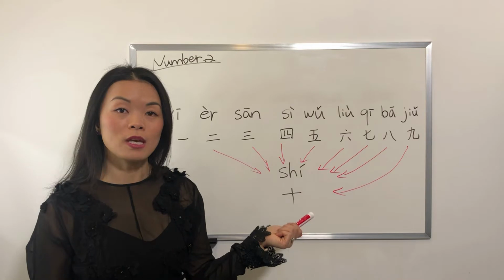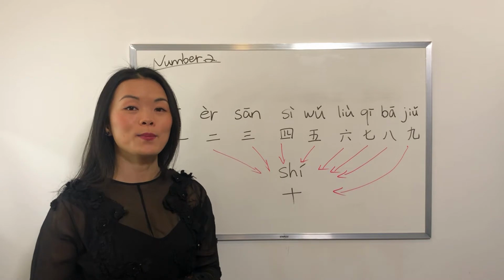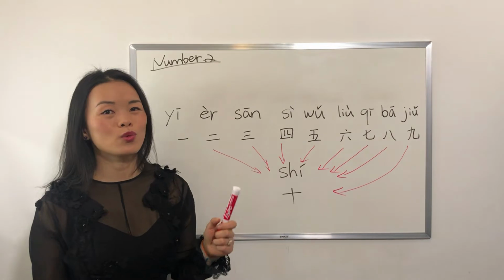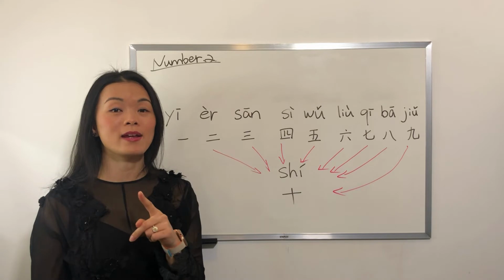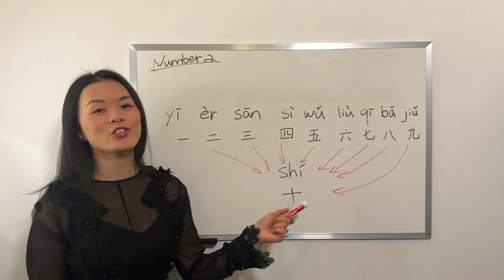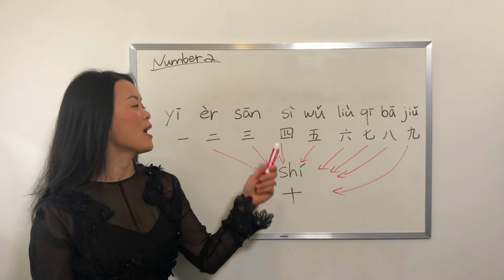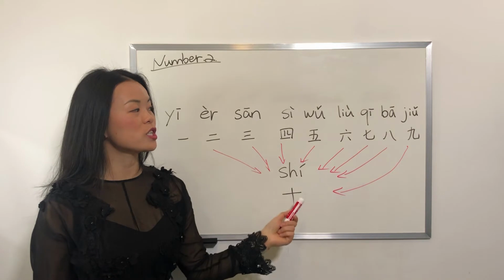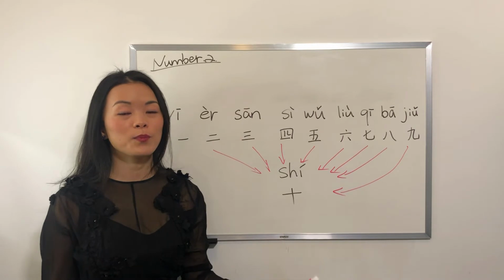With the different numbers here, we put a 10 at the end. It makes it 10 times more. So 10 is like 1 ten, right? So 20 is like 2 tens. 30 is like 3 tens. And 40, 50, 60, 70, 80, 90.